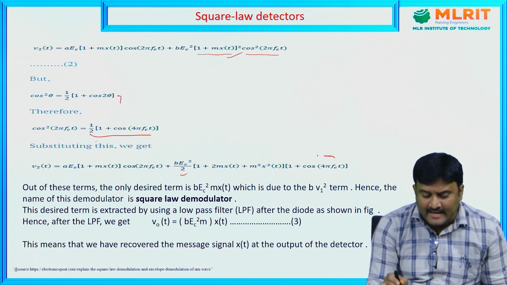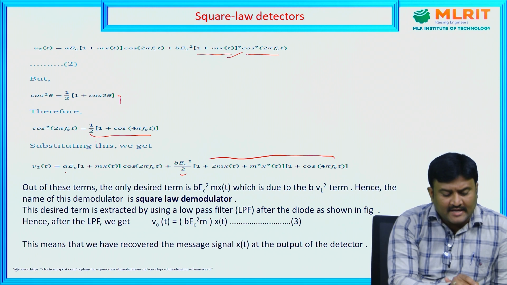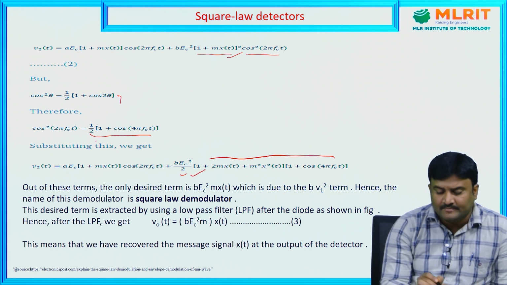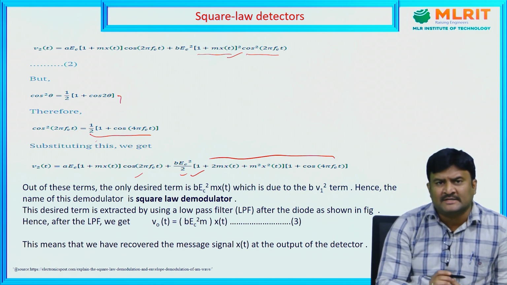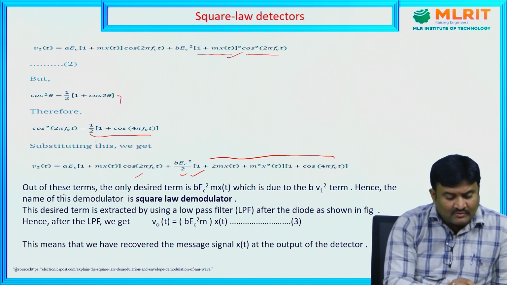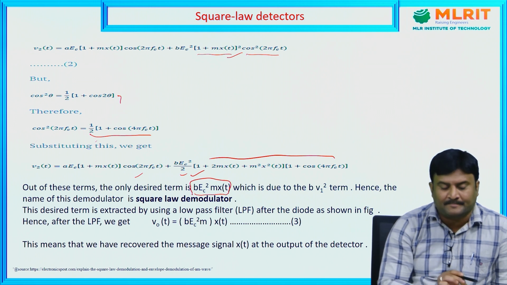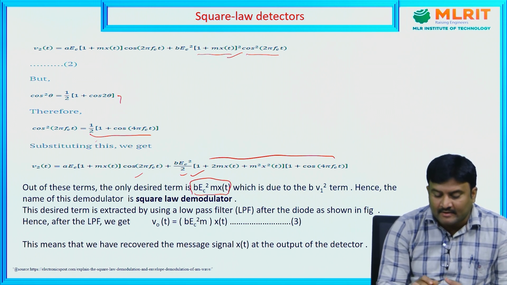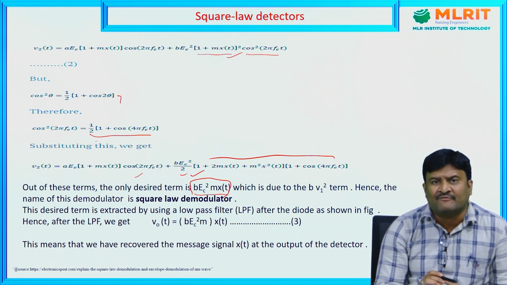And observe the entire equation. The equation consists of the square terms as well as individual terms also. What is the meaning of square terms? It means the high frequency responses. And what are the individual terms? They are comparatively at the lower frequency level. Then observe, out of these terms, the only desired term is b Ec square m into x of t. Remaining all the terms should be compared with the high frequencies.